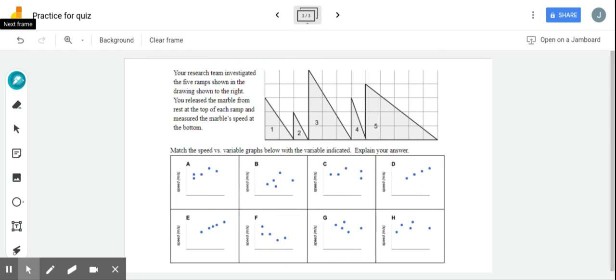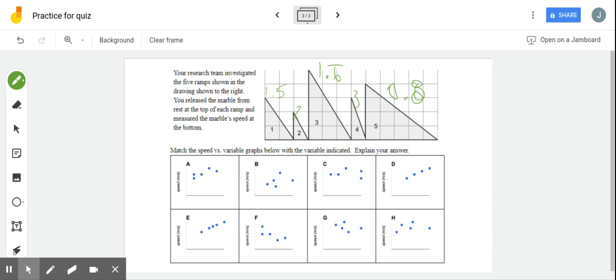Last one, speed versus slope. So what we have here, we can go through our slopes. So we've got a slope for ramp number 1 of 1.5. For ramp number 2, we've got a slope of 2. And I'm getting these slopes by taking the height and dividing it by the base. For ramp number 3, we've got a slope of 5/3, which is 1.6 repeating. For ramp 4, I've got a slope of 3. And for ramp 5, I've got 4/5, which is 0.8.